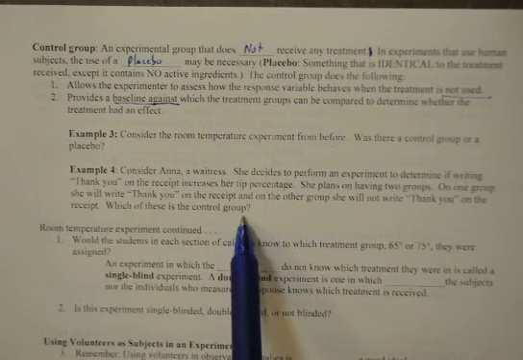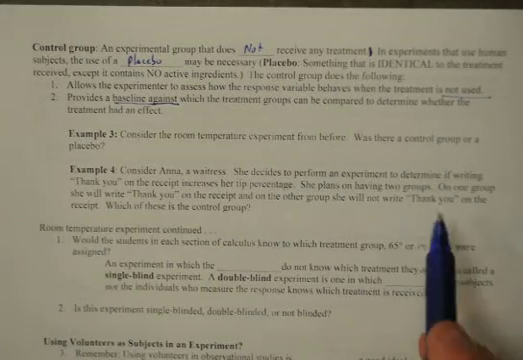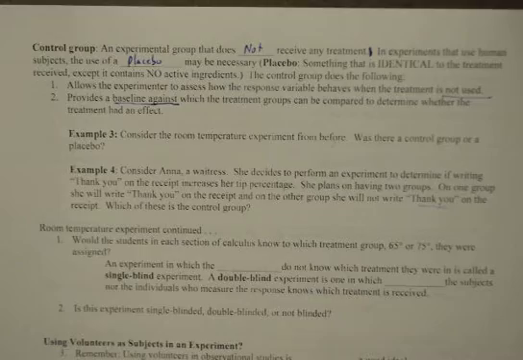Which of these is the control group? Well, the control group is just the normal situation. It's the receipts that do not have thank yous on them. That's the control group.